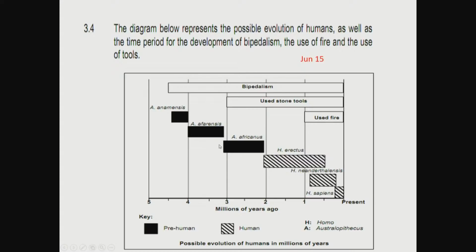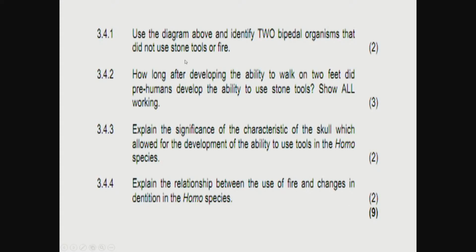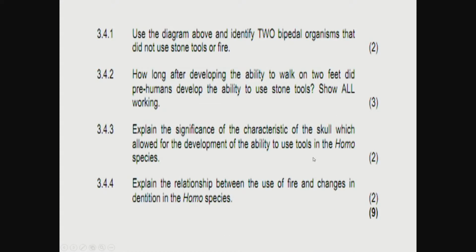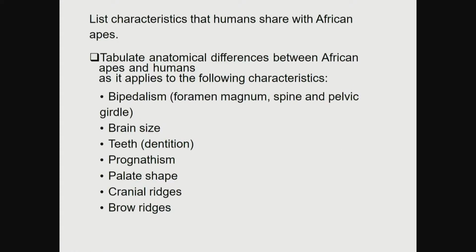Again, phylogenetic tree, identify 2 bipedal organisms. How long after developing the ability to walk on 2 feet did pre-humans develop tool use? You take your phylogenetic tree and you can read all the answers. So there is bipedalism. Those are those that use tools. And you can interpret the phylogenetic tree.